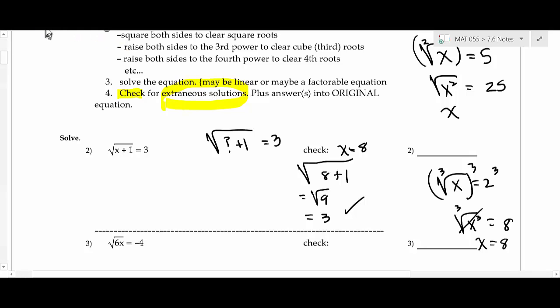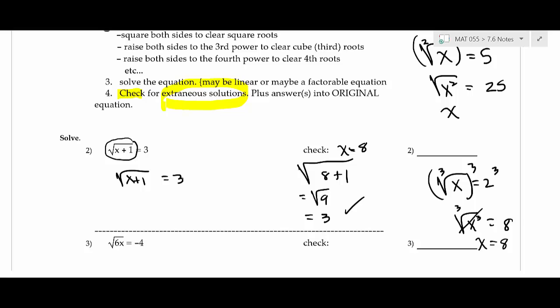Okay, so let's now run through some stuff and show you what we're going to be working on. Here's what you go through as a procedure. If you look at problem number 2, would you consider that radical to be isolated? Yes, so there's nothing we need to do. That means step 1, we're done with that. Step 2, what do you need to do to make that radical go away, since it's a square root? You square both sides, right? Square both sides.